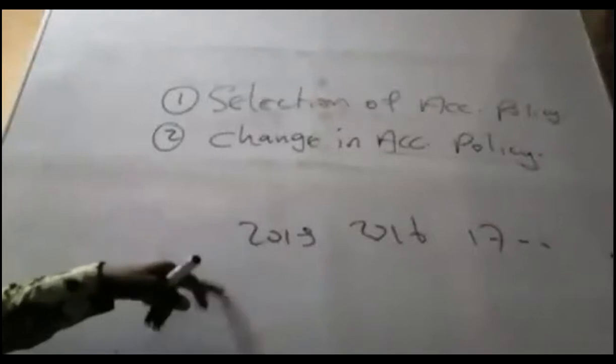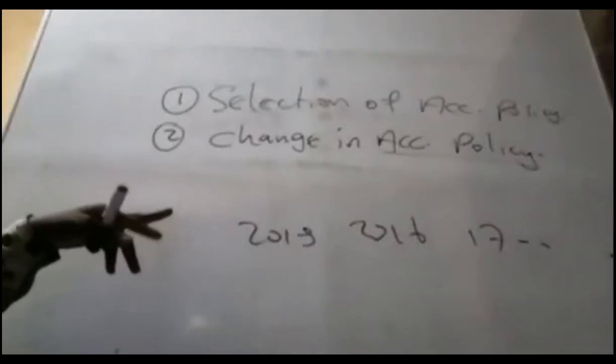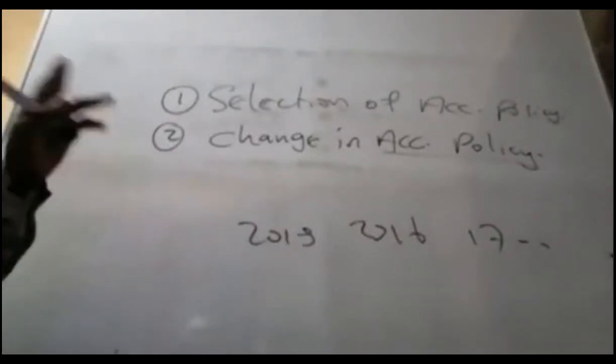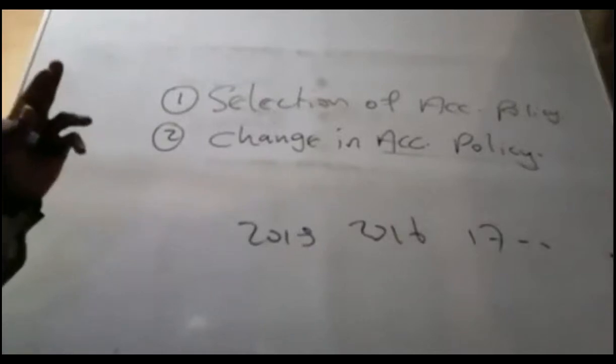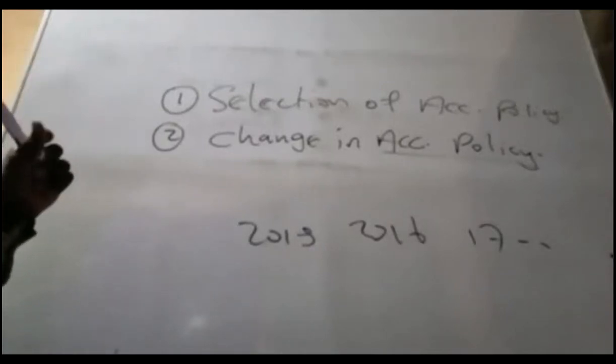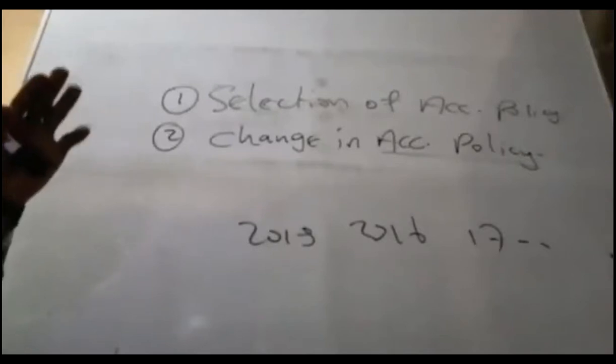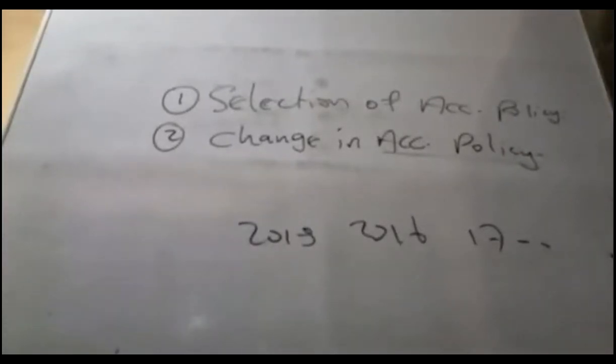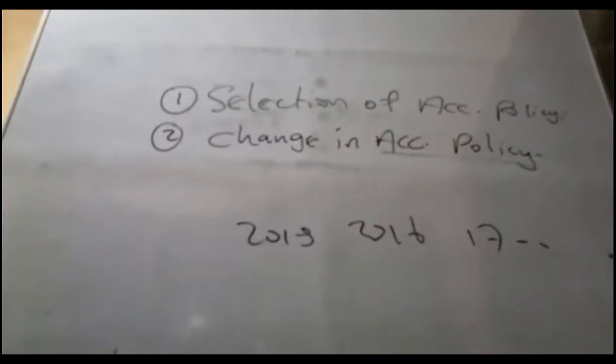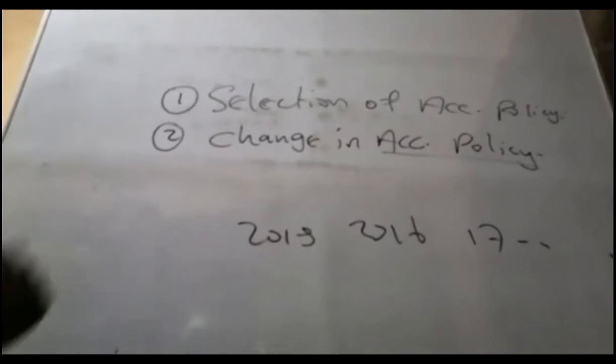Good. I hope you remember this very point. This is the second time, because we quoted the same point under the conceptual framework, under comparability. We said that to enable comparability, there must be what? Consistency, or uniformity in the accounting policy. Good. So basically, that is it.